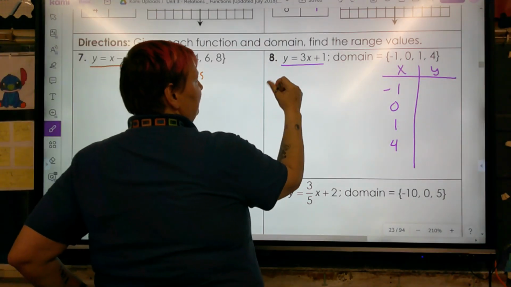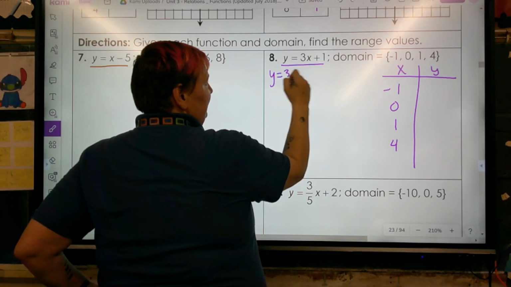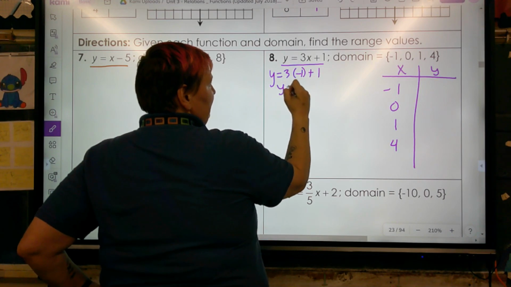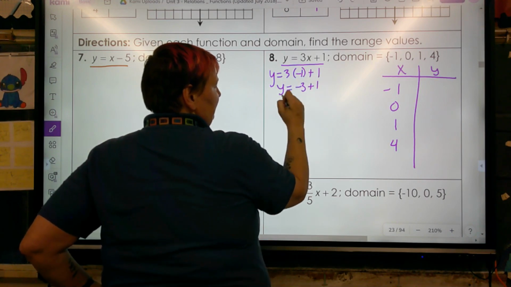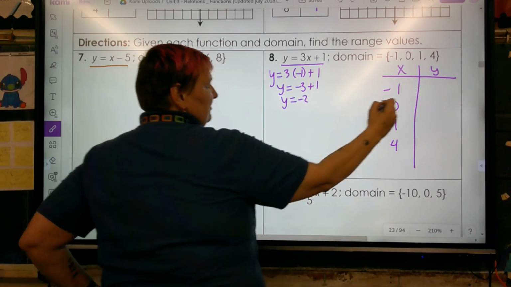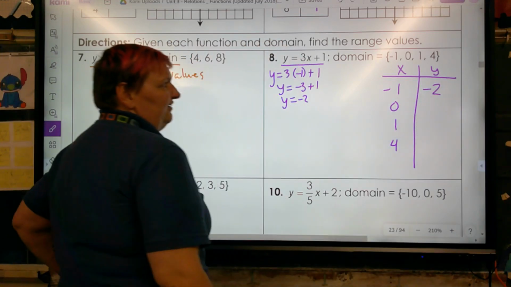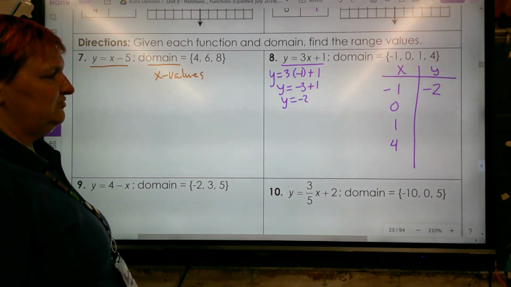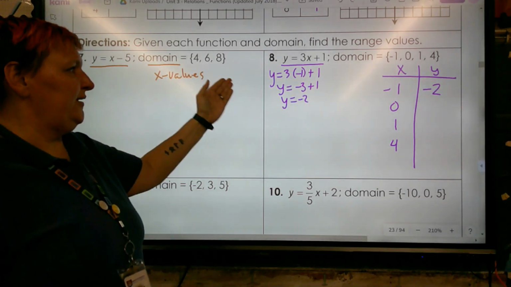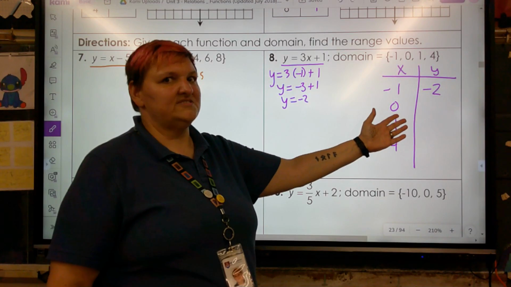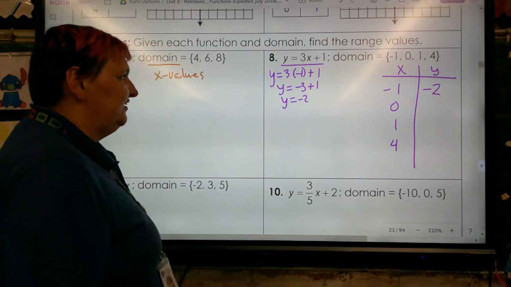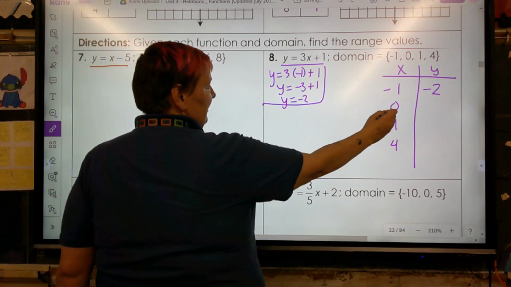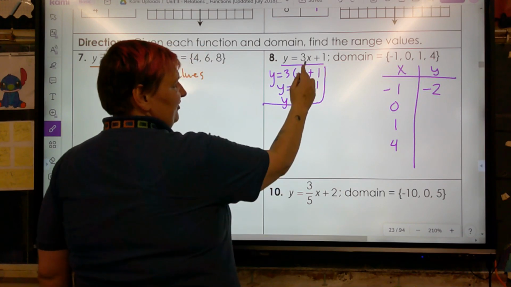So y equals 3 times -1 plus 1. Y equals -3 plus 1. Y equals -2. So when x is -1, y is -2. All you're doing is taking this information and creating the table. All they want is the table. Right? This one's done.